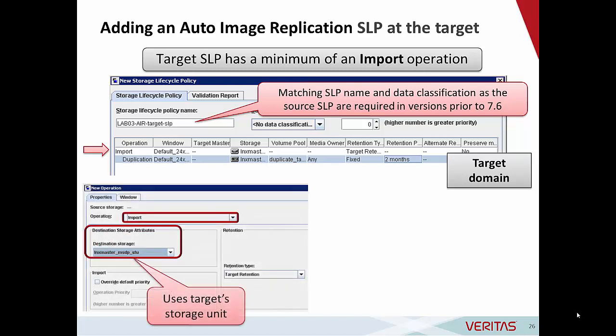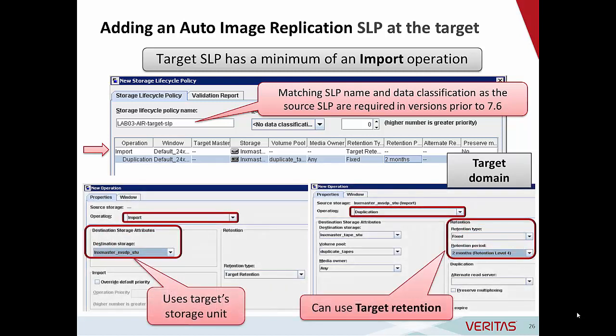The next step is to create storage lifecycle policies. And I'll begin by creating the target SLP first. So in the target domain, I'm going to create a storage lifecycle policy that's going to contain a minimum of an import operation. Prior to the advent of targeted AIR, in the backup versions prior to 7.6, it was a requirement that you used identical lifecycle names and classifications in the source and the target domain. In 7.6 and later, targeted AIR is available, and one of the things that targeted AIR allows you to do is to specify a particular lifecycle for the import operation.